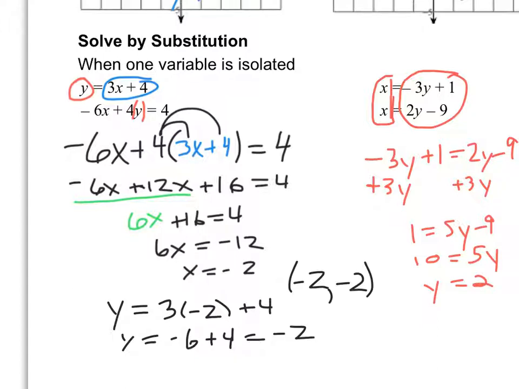Now I substitute it into one of the equations. So I'll do the first one, x equals -3 times 2 plus 1. So -3 times 2 is -6, and -6 plus 1 is -5. So I get (-5, 2).